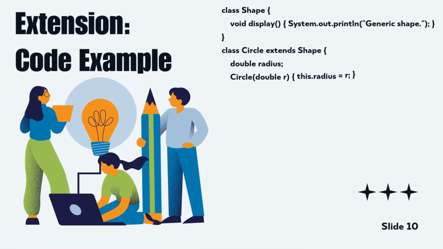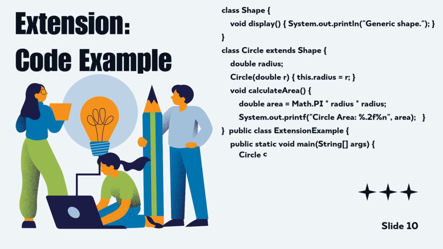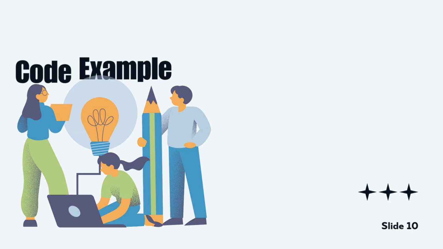In this code, the Circle class extends Shape and adds a brand new method, calculateArea. This method is unique to the Circle and is not part of the Shape contract, successfully extending the Circle's functionality.